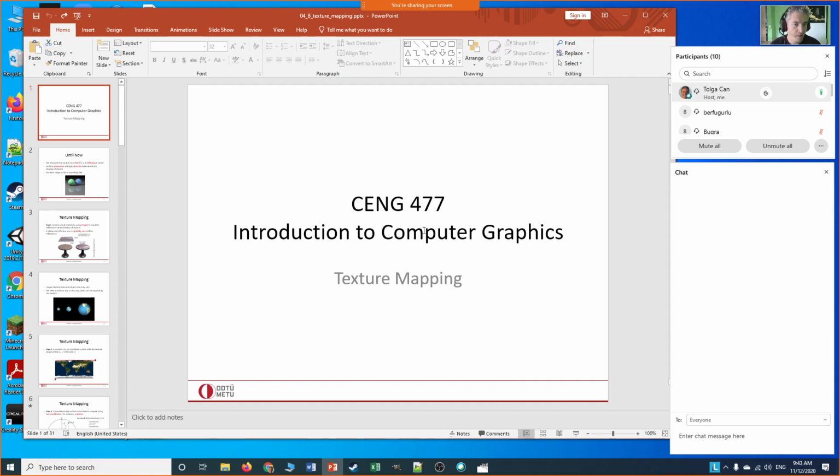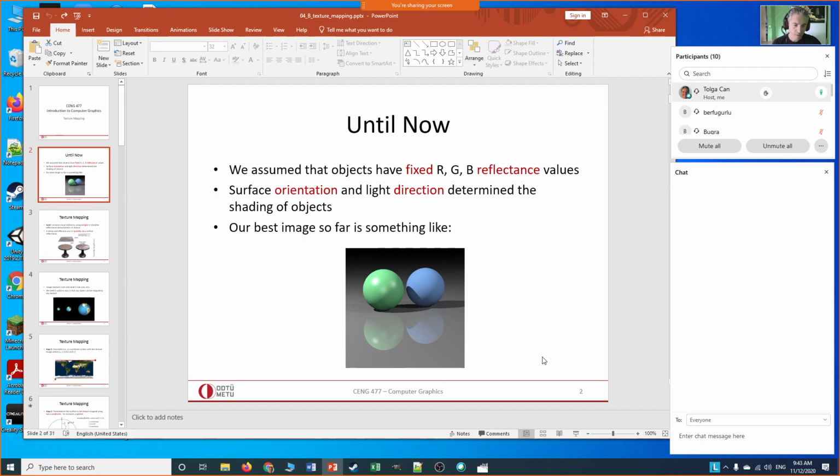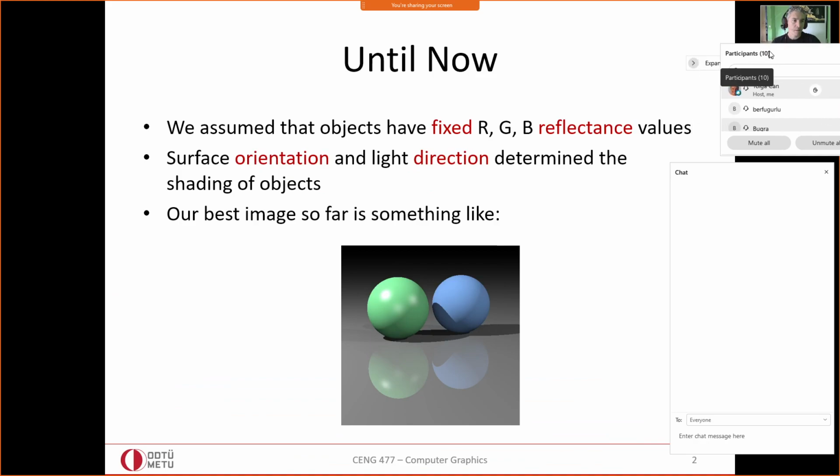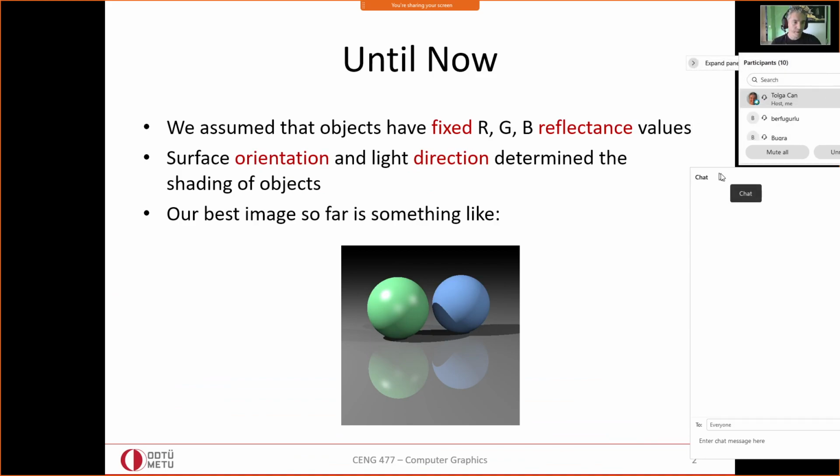All right. I think there are no questions. So the assignment deadline is this Sunday midnight. I hope everything is going well with the assignment. All right. So let's go ahead and start talking about texture mapping. All right. So until now, let me also have it full screen. And put them a little bit towards the right, like this.